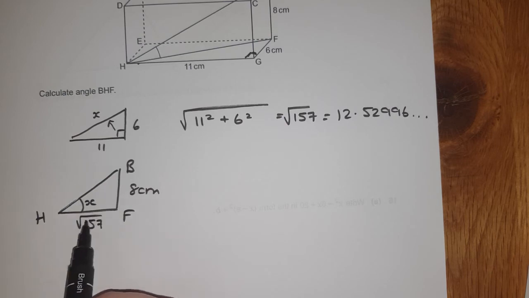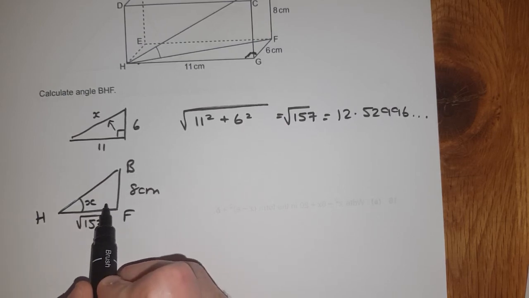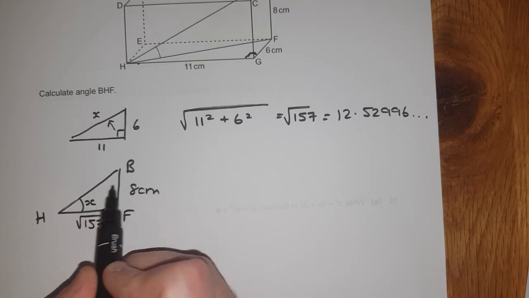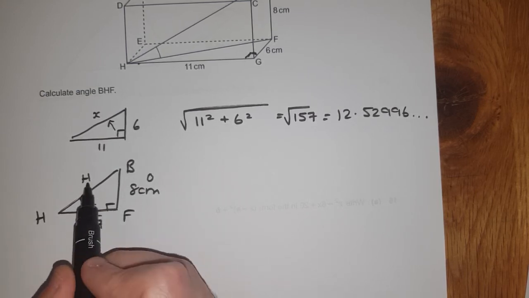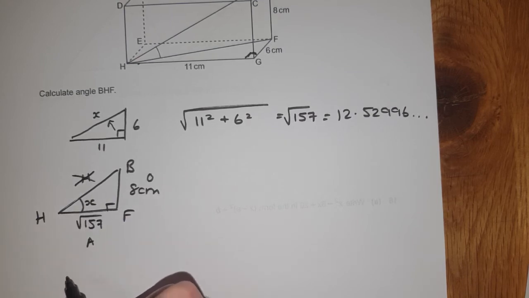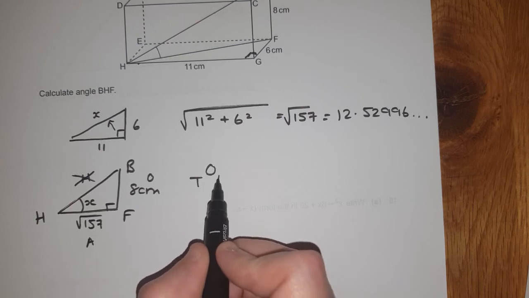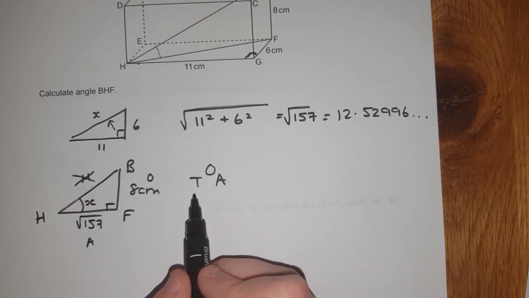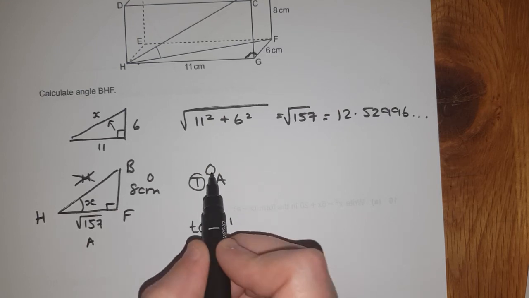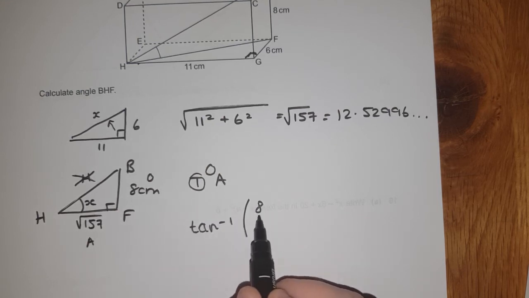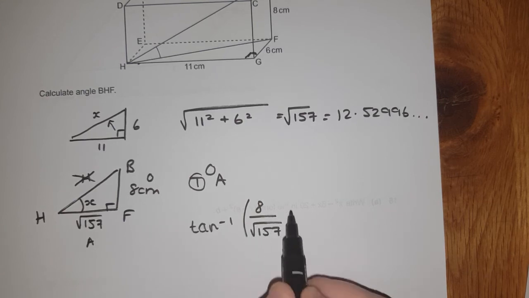Okay. From there, I've got an angle involved and a right angle involved, so I'm going to do SOHCAHTOA. I've got opposite, adjacent, hypotenuse. Hypotenuse, we don't want to know and we don't know anything about it. So I've got opposite and adjacent. That makes it the TOA part of SOHCAHTOA. Because it's the angle we're looking for, remember that means we are doing tan to the minus 1. Opposite is on the top, so 8 over adjacent, which is the square root of 157.